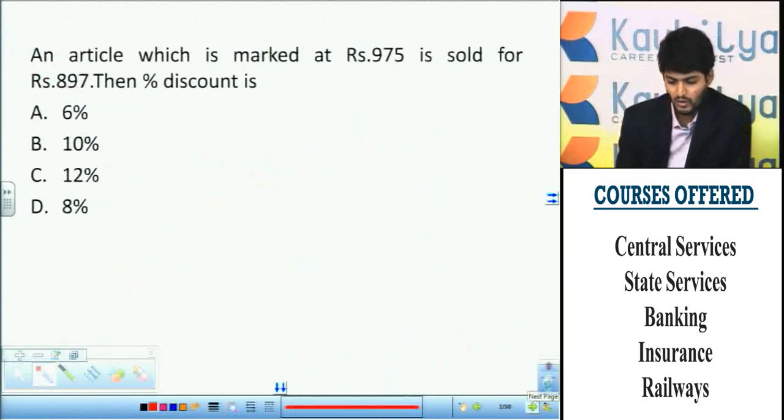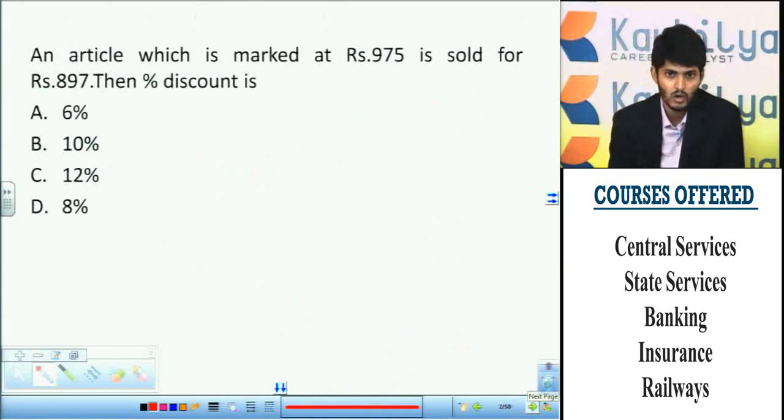Since in the earlier problem we discussed cost price and selling price, now we are dealing with another concept of profit and loss, which is called the marked price. Here he is speaking about an article which is marked at 975 rupees. What we mean by marked price is, let us say whenever you go shopping during a festival or at any place, you'd always see the price of the item mentioned on the price tag in, say, a showroom. Whatever price tag is mentioned is called the marked price.